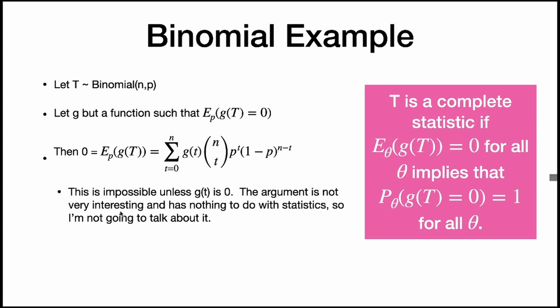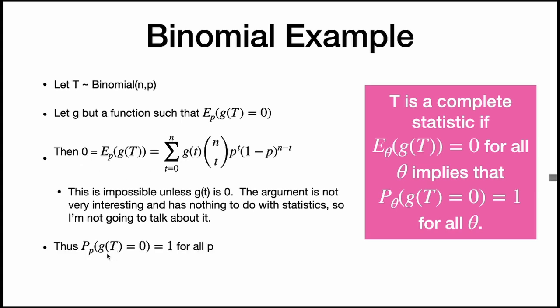Now, this argument is not very interesting and has nothing to do with statistics, so I'm not going to talk about it very much. But basically, because of the form of this polynomial, there's just no way we could find a function except 0 that makes this always equal to 0.